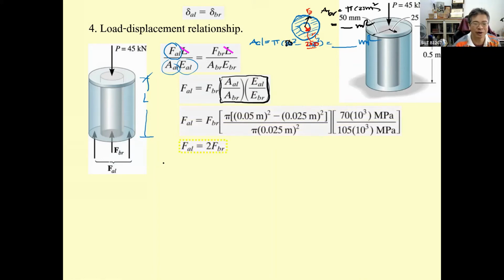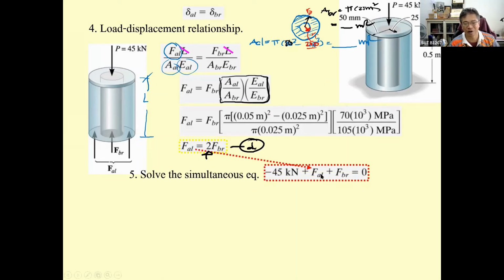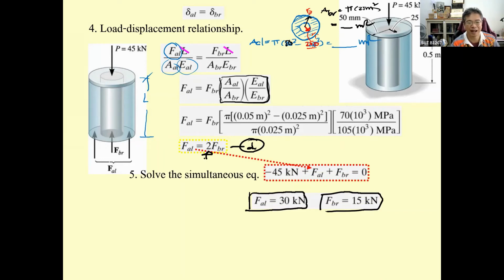You get the force in aluminum is 2 times the force in the brass by putting them to work together. Why? Because aluminum is pretty big, the area. But anyway, just put this second equation into the first equation and solve it. You get F sub BR of 15 kilonewton, and then F sub aluminum 2 times that, which is going to be 30 kilonewton.